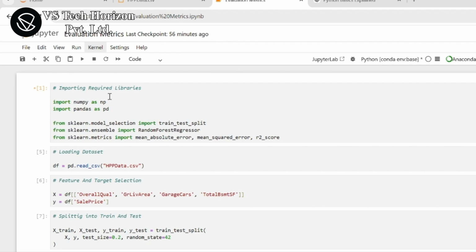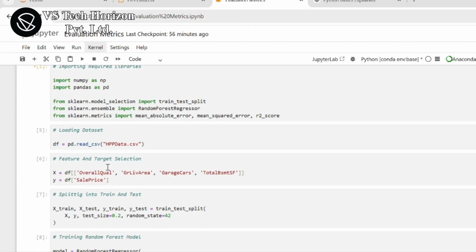Here, at first, we have imported the required libraries like pandas for data handling and numpy for numerical operations. Then from scikit-learn, we have imported random forest regressor for building the model and metrics for evaluation. Then we have loaded our dataset.